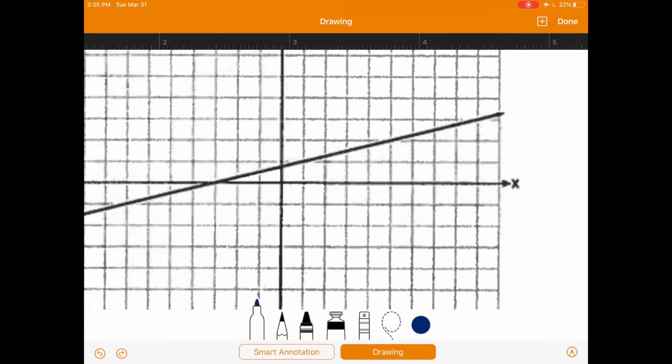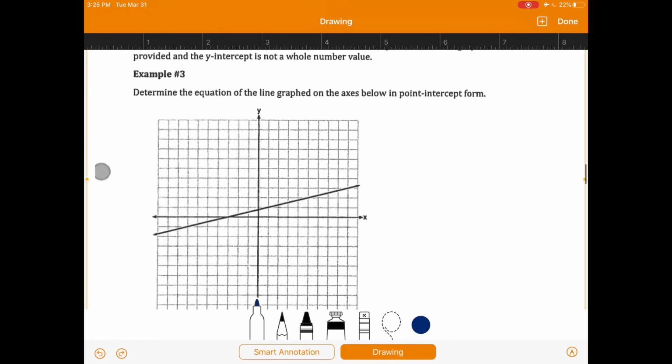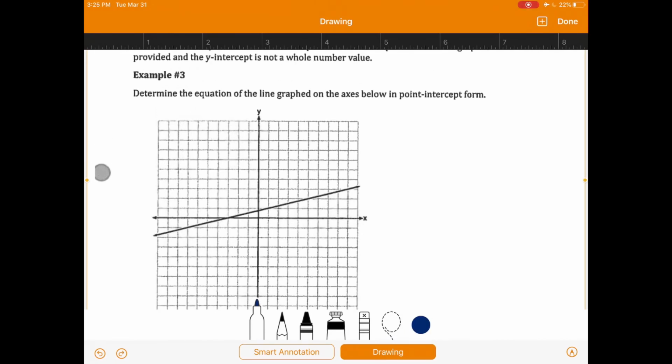If it was at 1, then we could say, okay, b equals 1, and then we can count what the slope is and just plug into y equals mx plus b. If they don't give us a nice number for the y-intercept, then we could always use the formula that we just were using, and we can figure it out that way. So this is what the process is going to be.